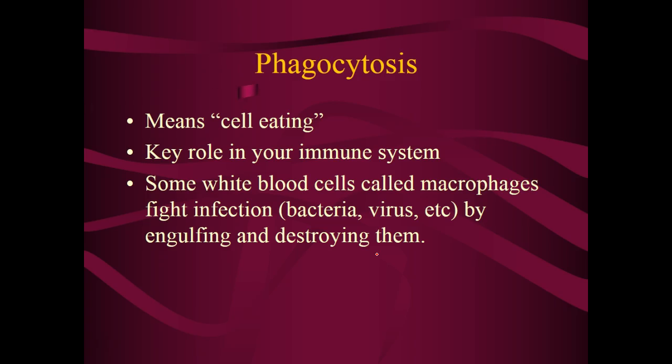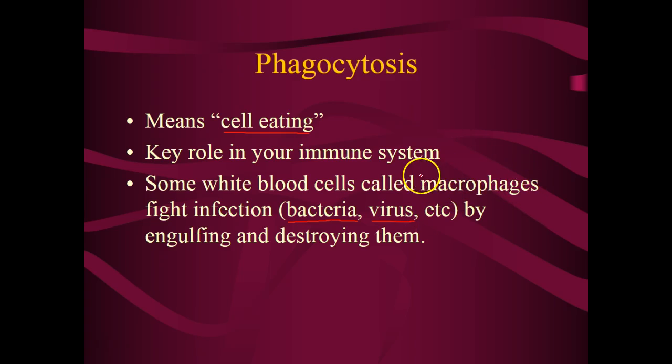Phagocytosis is a type of endocytosis, and it means cell eating. This is a process that takes in large amounts of material, and we typically talk about a large amount of solid material, which is why we say eating. This has a key role in your immune system. Anytime you have bacteria, viruses, or any kind of other infection or pathogens, it's going to be taken in and destroyed by macrophages.